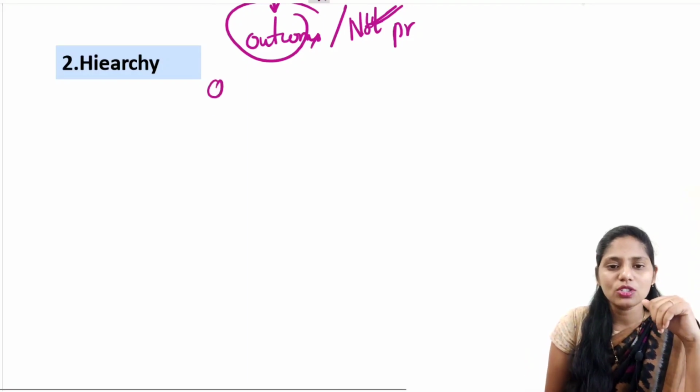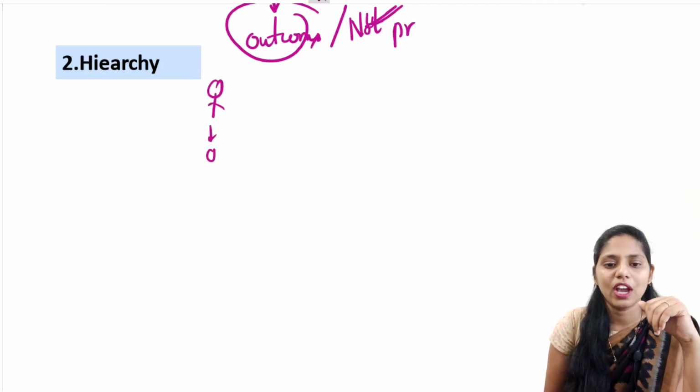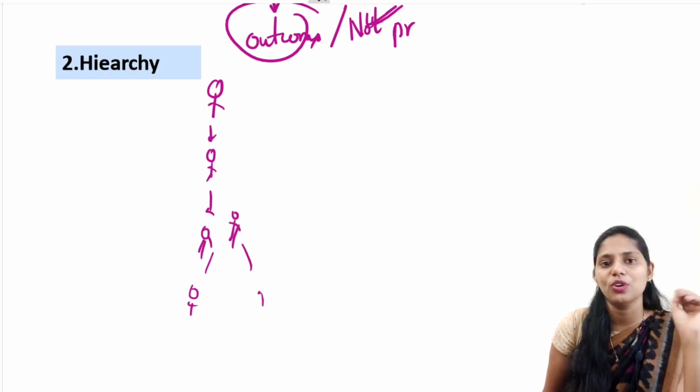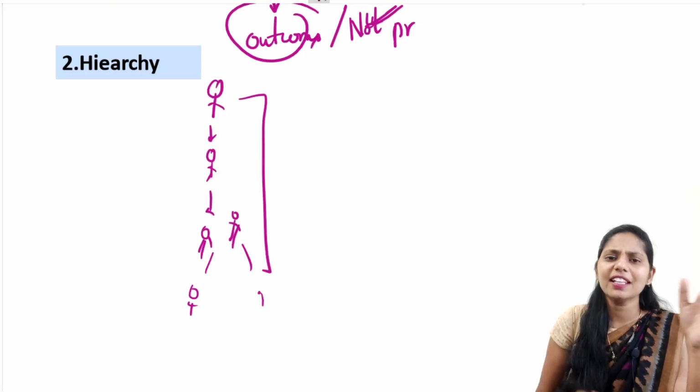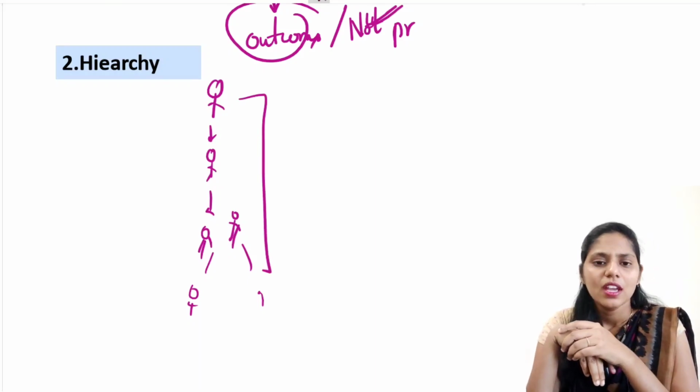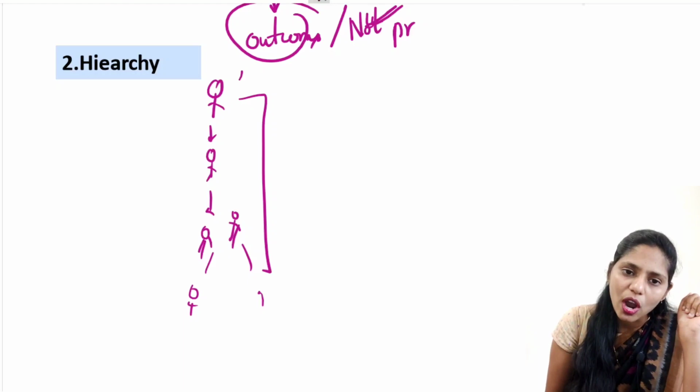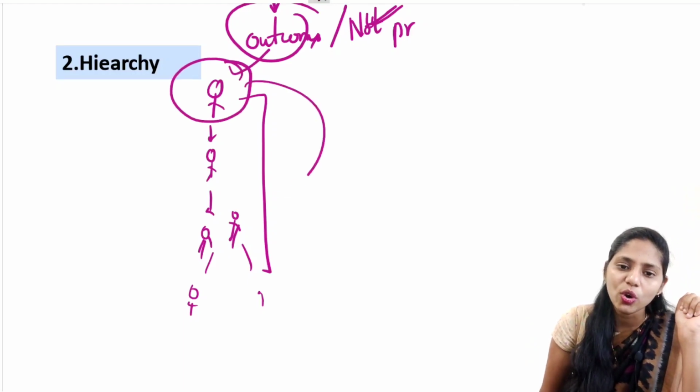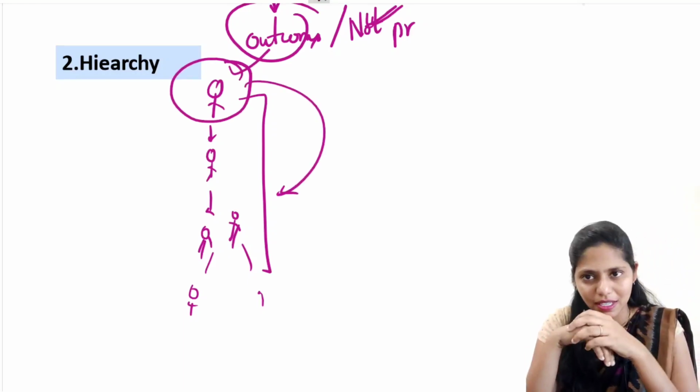Hierarchy means at the top we have one person, below that we have a manager, and below that we have assistant managers, right? And below that we have some workers who are working. This is the hierarchy that we can see even now. In this hierarchy, the top person will hold authority over the persons present below.